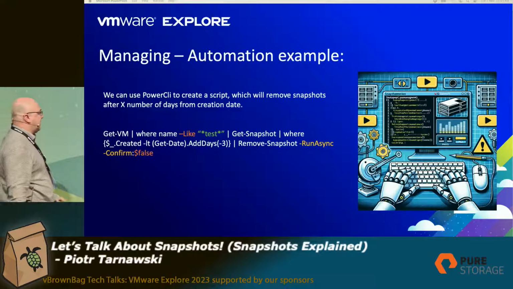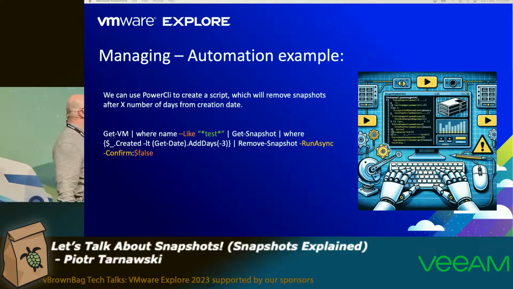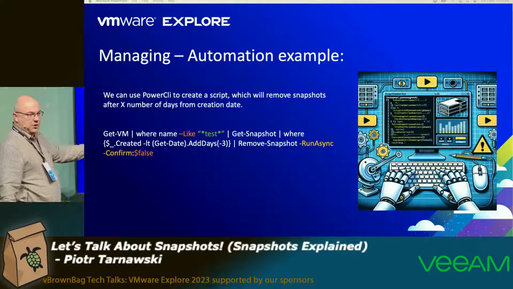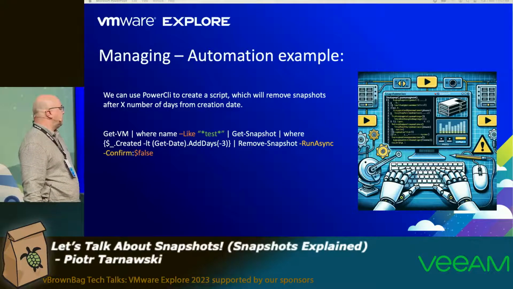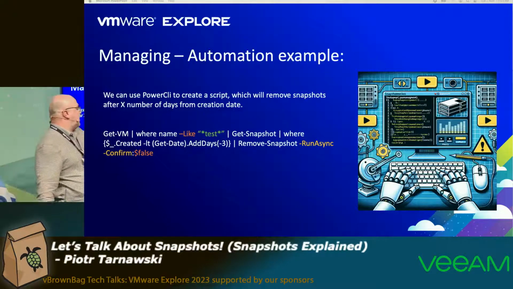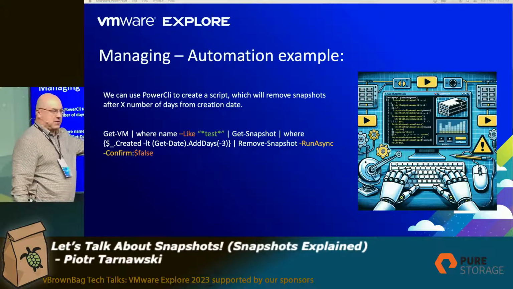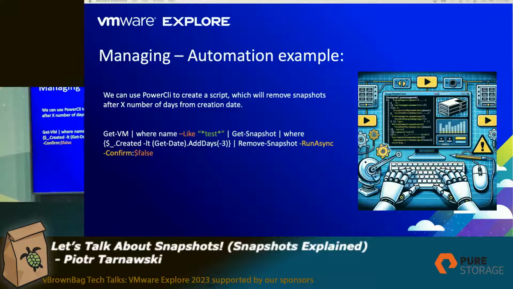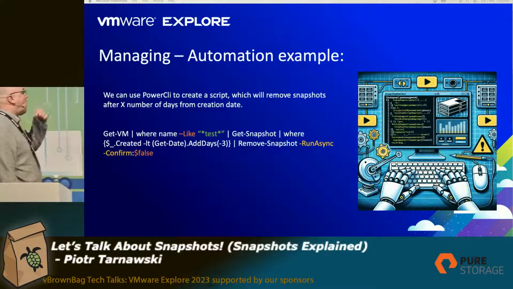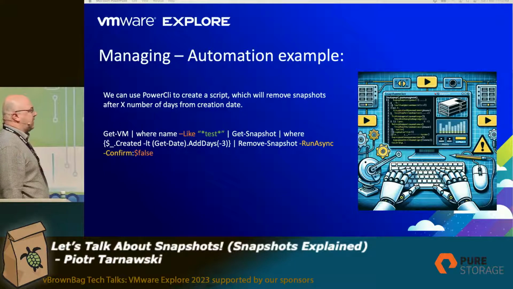What it does is get the VM. The condition is not needed, but you can specify which VM you want. And then it's looking for the snapshot, and if the snapshot is more than 3 days old, then it's removing it. So that saves us a lot of problems.